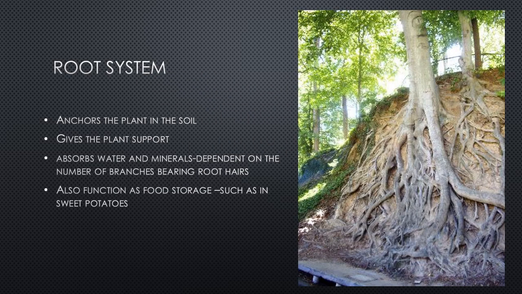Okay, so our root system obviously is the first part that develops in the embryonic stage of a plant. It's the first part that emerges from the seed, and its purposes are to anchor the plant in the soil and to give it support. And we've talked quite a bit about how it helps with water absorption and minerals. And also, one of the things we really haven't mentioned is that it also functions as food storage in certain plants, such as in sweet potatoes. Not white potatoes, just so you know the difference between those. But sweet potatoes are roots.